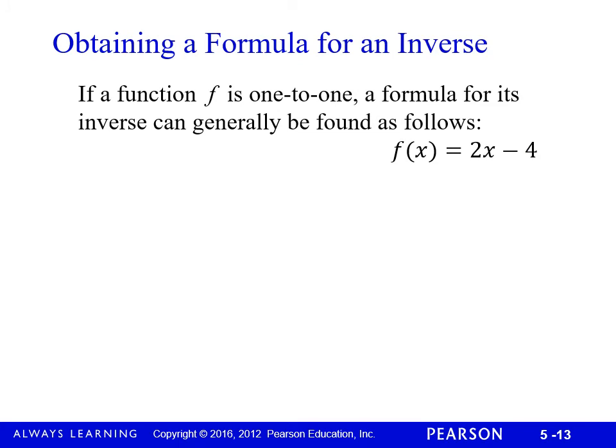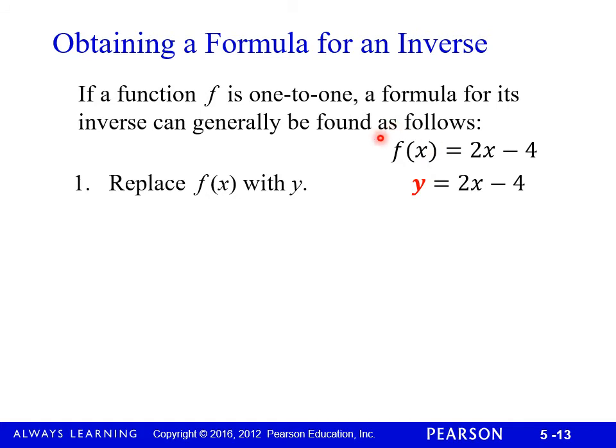How do we obtain a formula for the inverse? If a function is one-to-one, a formula for its inverse can generally be found as follows. So let's look at an example and at the steps. Here we have a linear equation. A linear equation by definition, unless it's a horizontal line, which would be f of x equals a constant, is a function, and it's also one-to-one.